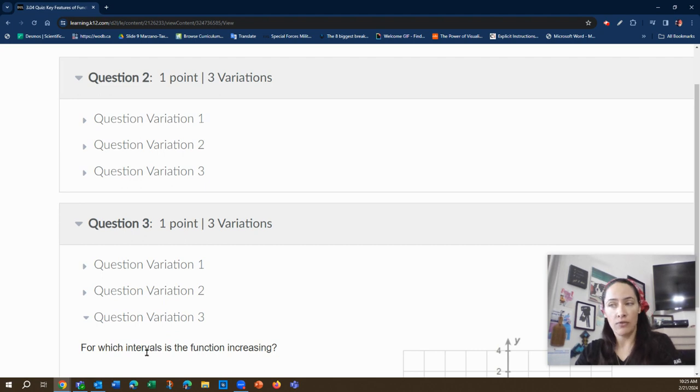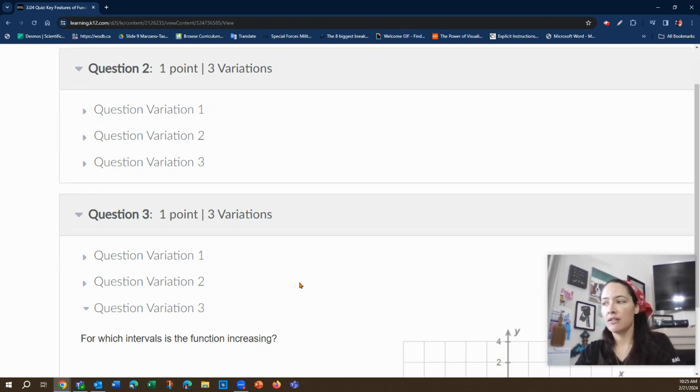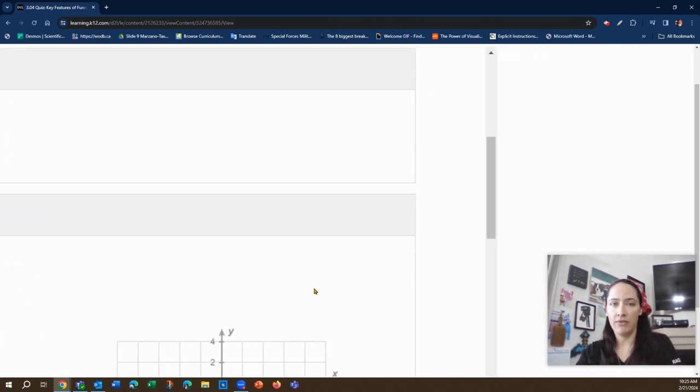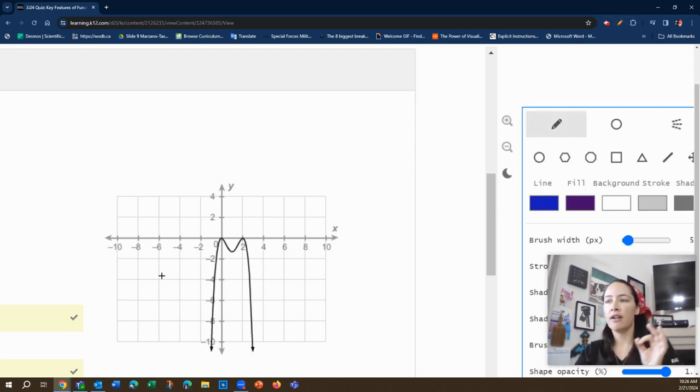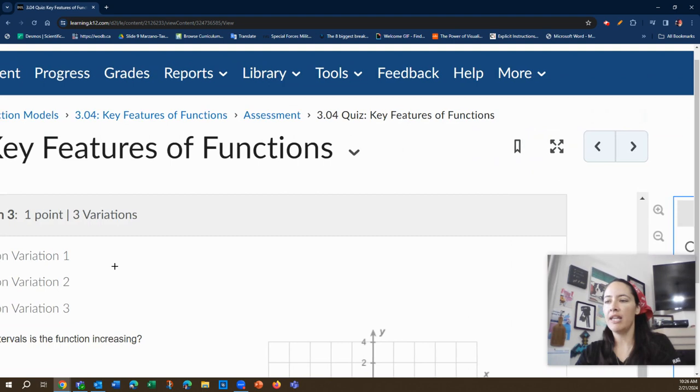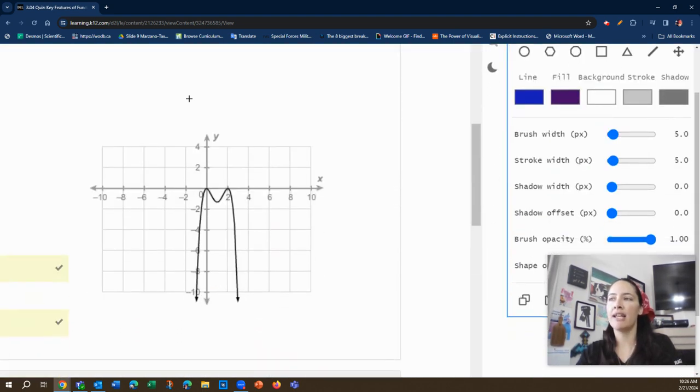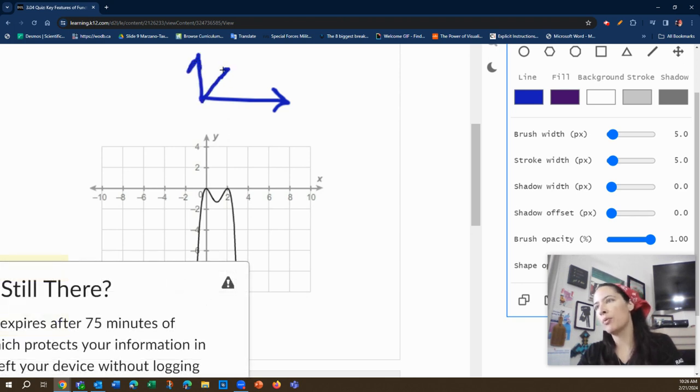For which intervals is the function increasing? All right, so now this is different than negative and positive. Increasing and decreasing has to do with the movement of the graph. So let's see if this makes sense. If we are increasing, as we move right, we move up. So we have a slight upward motion.